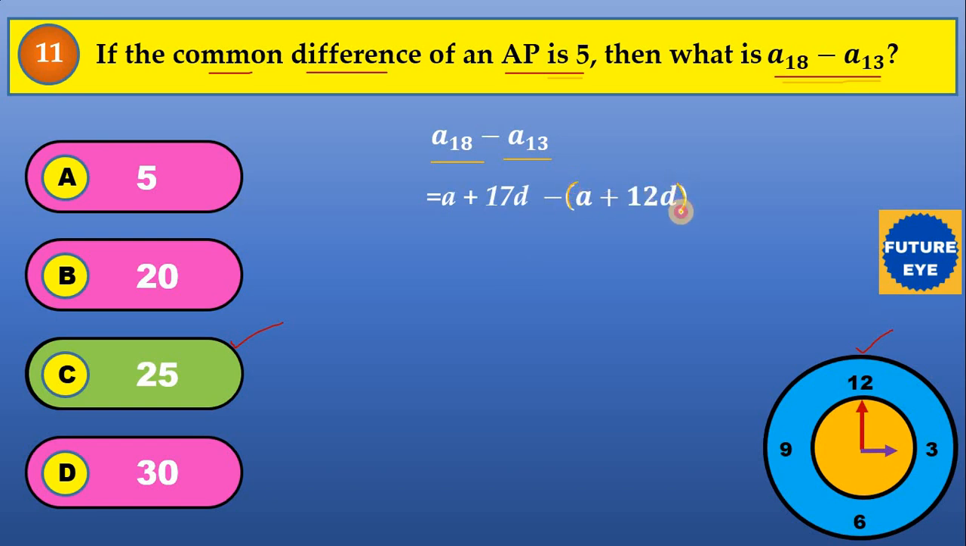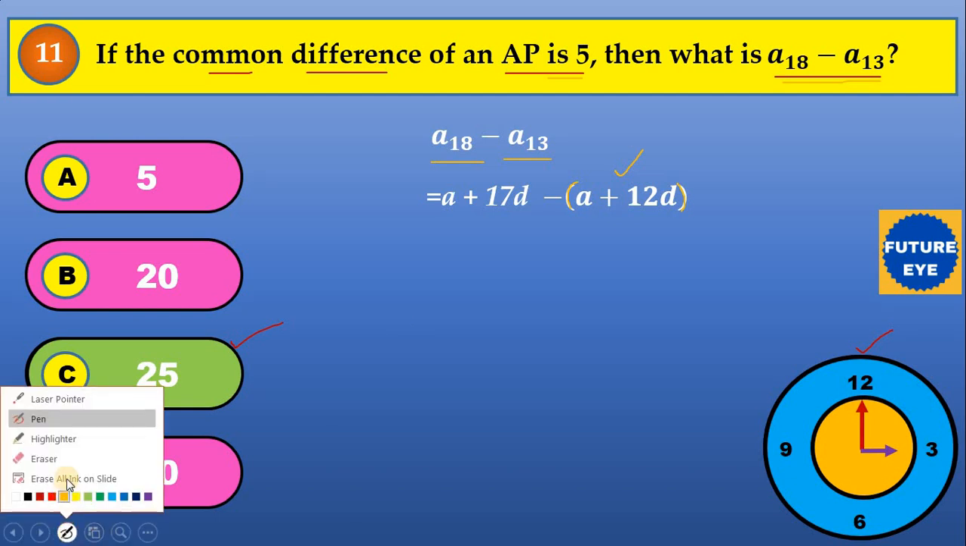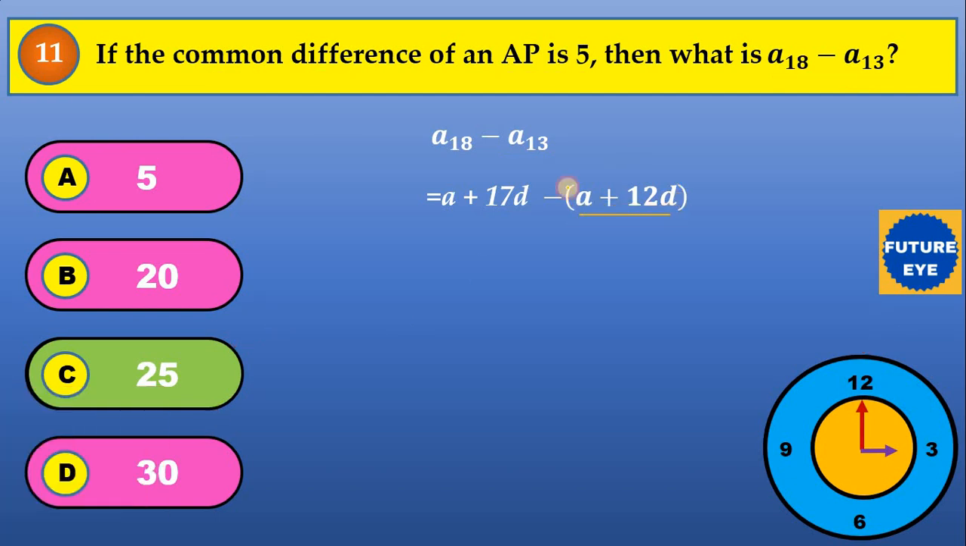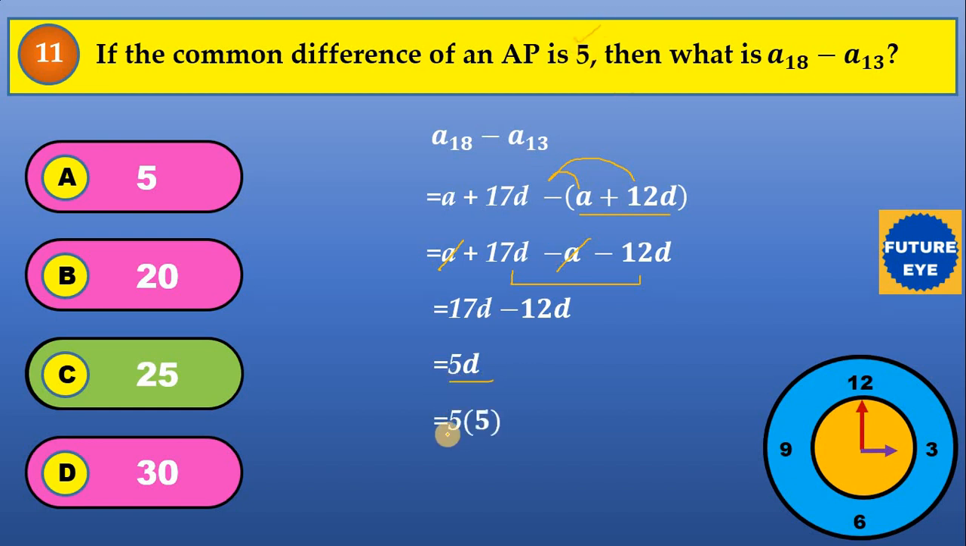This is binomial. Next, here every term we have to multiply by minus. So minus into A is minus A, minus into 12D is minus 12D. And look at here, plus A and minus A get cancelled. Now add these two. Plus 17D minus 12D, we get 5D. And D value is given in the problem, 5. So in the place of D, substitute 5. We get 5 into 5 is 25. Hence the correct option is C, that is 25.